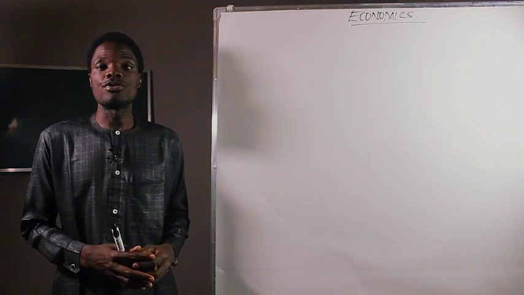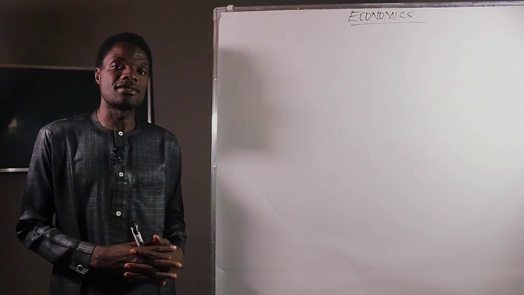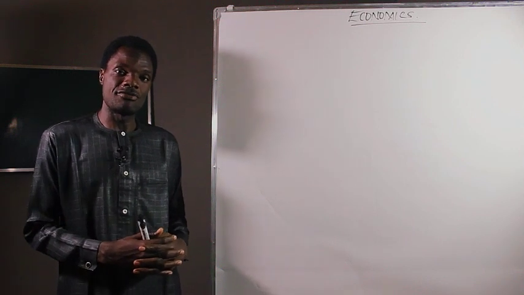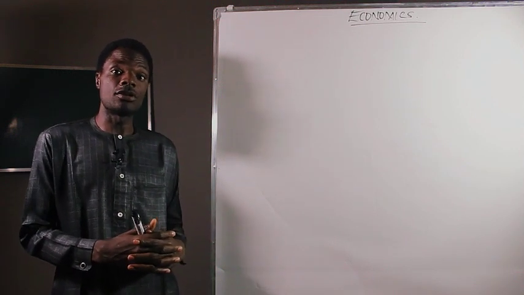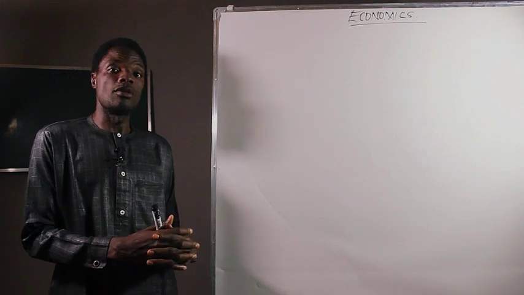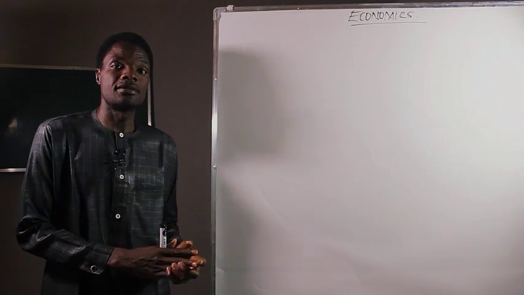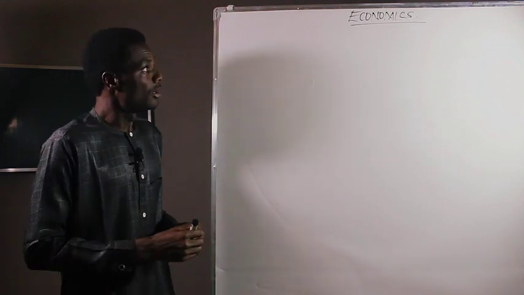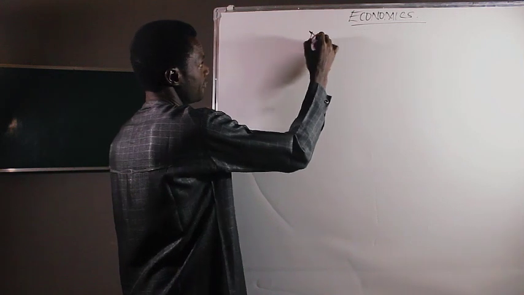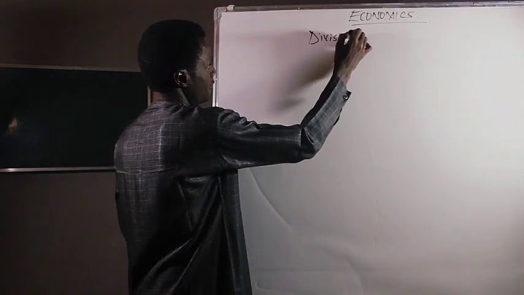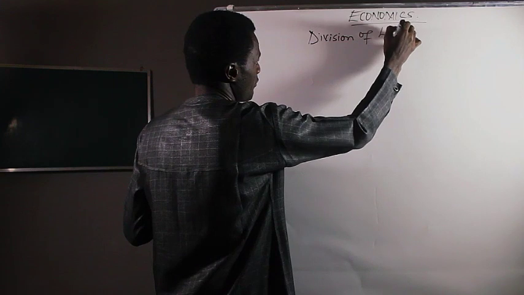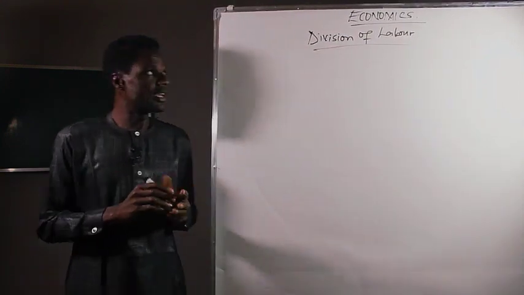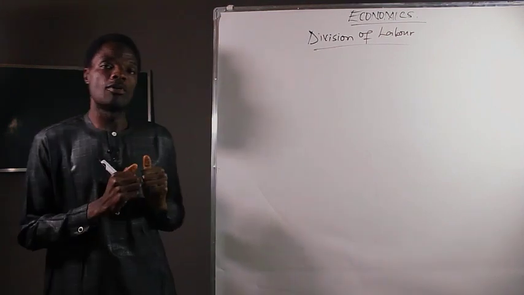Today, we are going to take a look at a segment that is concerned about production. As we have seen in our previous class, the definition of production and some elements that have to do with production. Today, we are going to see this segment, which is division of labor. But before we see the definition of this segment, we need to define labor once again.